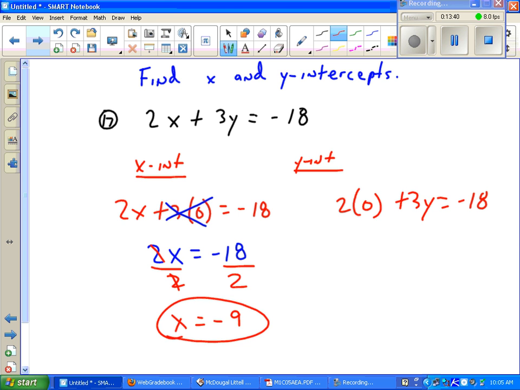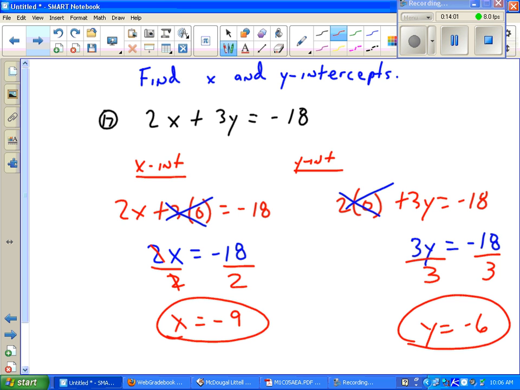That's your x-intercept. In order to find your y-intercept, same thing. You're plugging in 0 in place of x. 2 times 0 would be 0, which would cancel this out. We'll leave you with +3y equals -18, or 3 times y. In order to undo, multiply by 3, divide by 3. If you do it on the left, do it on the right. Y equals -18 divided by 3 is -6. Your y-intercept would be -6.